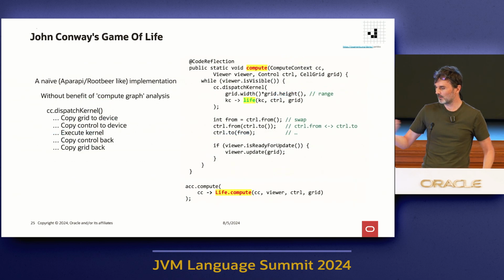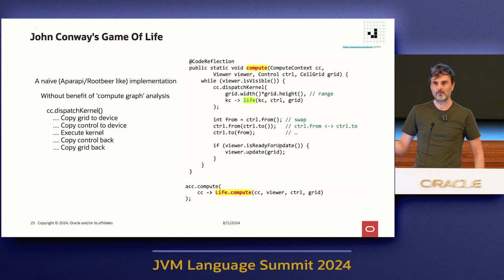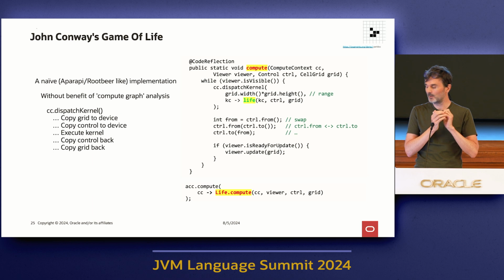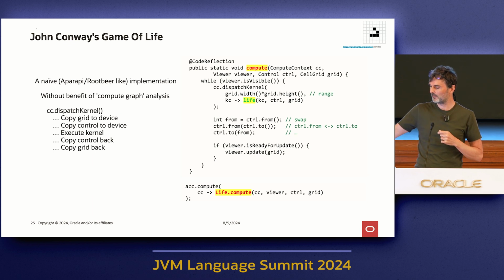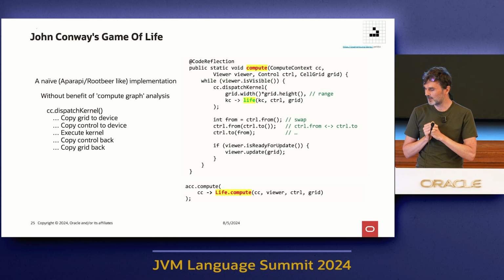So then our compute model is shown like this. We have a loop in a compute. We say, well, we're going to view this, so we need to ask, while the viewer is visible. If it is, we dispatch to our kernel. The range we dispatch over is the grid width and height. And our kernel we're calling life before, passing control and grid in.